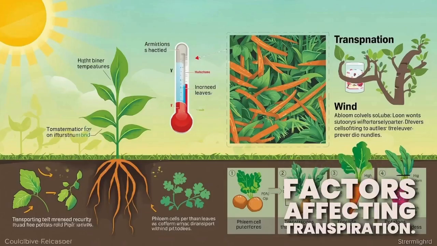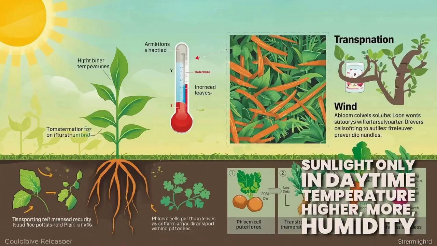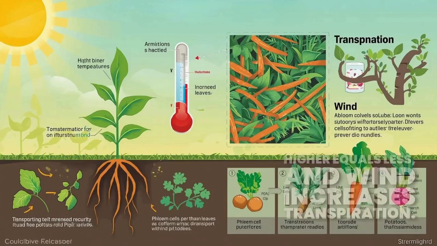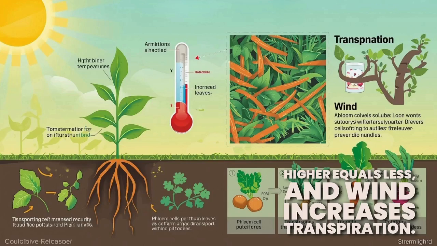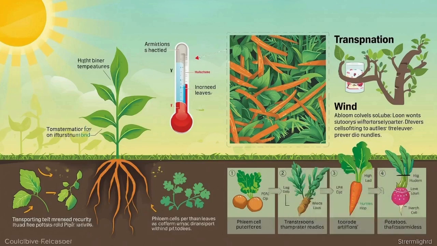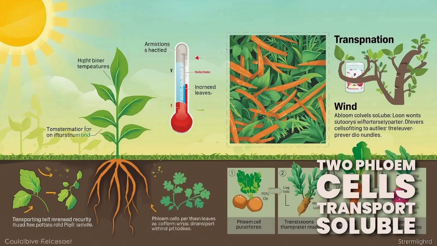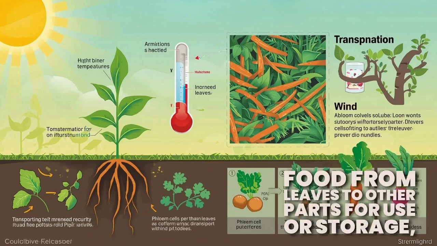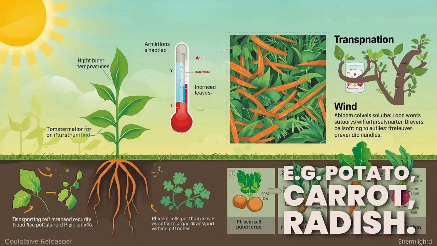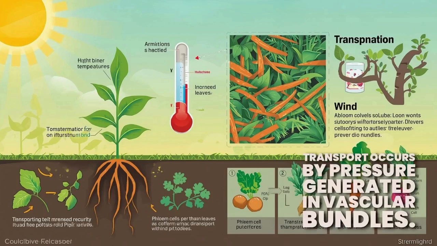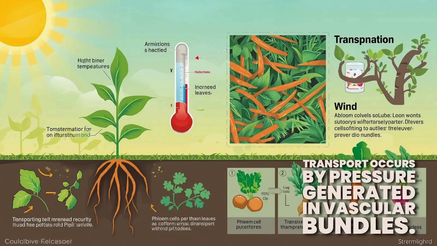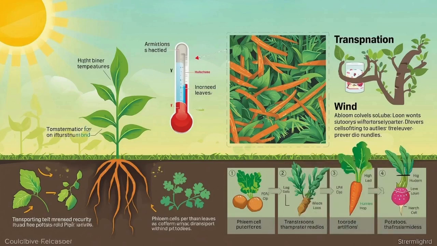Factors affecting transpiration. Sunlight, only in daytime. Temperature, higher equals more. Humidity, higher equals less. And wind increases transpiration. 2. Phloem cells transport soluble food from leaves to other parts for use or storage, e.g., potato, carrot, radish. Transport occurs by pressure generated in vascular bundles.